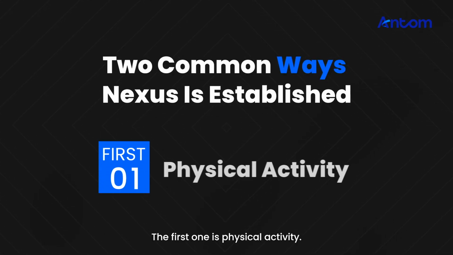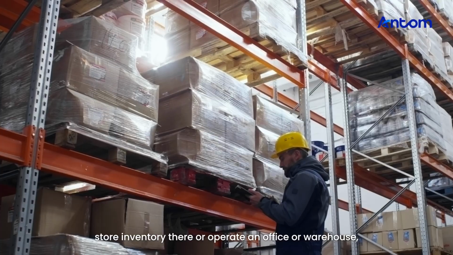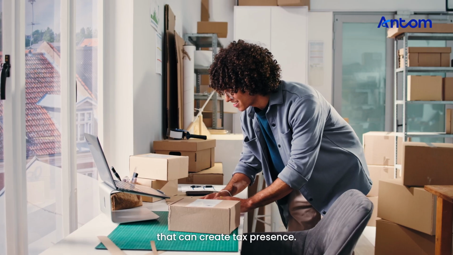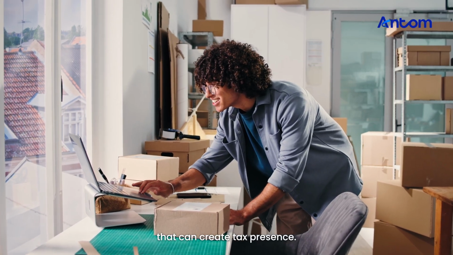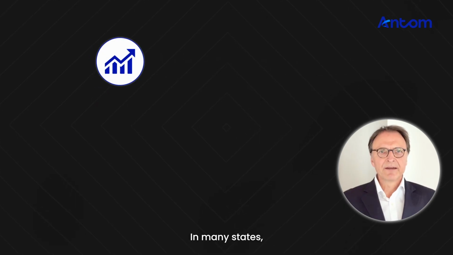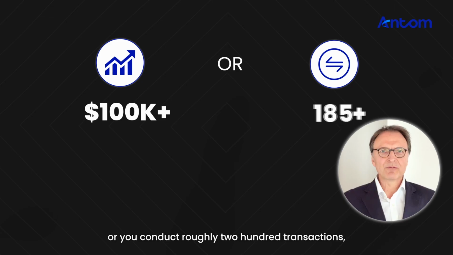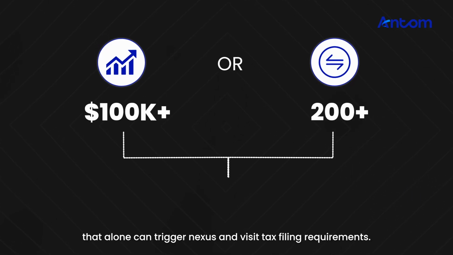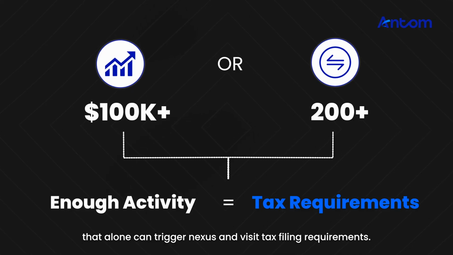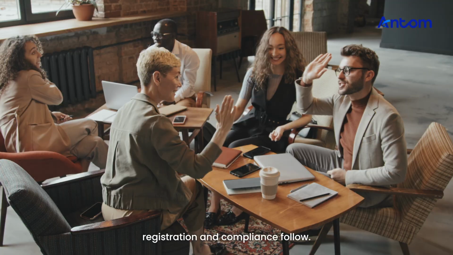There are two common ways Nexus is established. The first one is physical activity. For example, if you have employees in a state, store inventory there or operate an office or warehouse, that can create tax presence. The second one is economic activity. In many states, if your annual sales exceed about $100,000 or you conduct roughly 200 transactions, that alone can trigger Nexus and with it tax filing requirements. Once either threshold is met, registration and compliance follow.